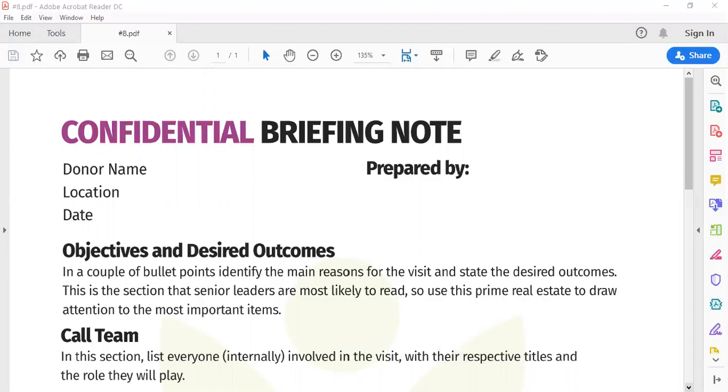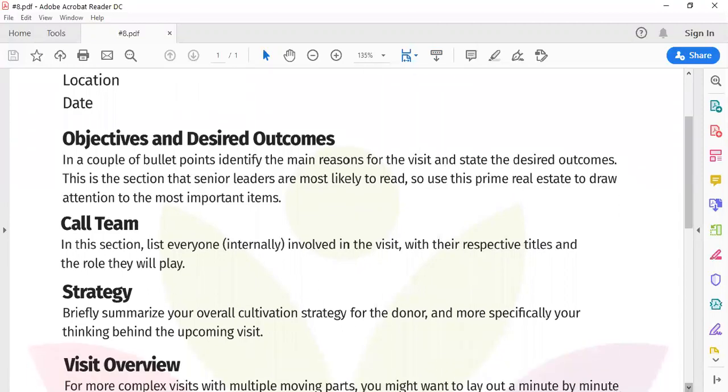After that, you want to identify who's going to be part of the visit, and then list everyone internally that is going to be involved and what their roles are going to be, who's going to take the lead, for example, and if you're expecting them to serve a particular role, for example, they're going to be in charge of giving the tour. That's also another way that you can indicate that here.